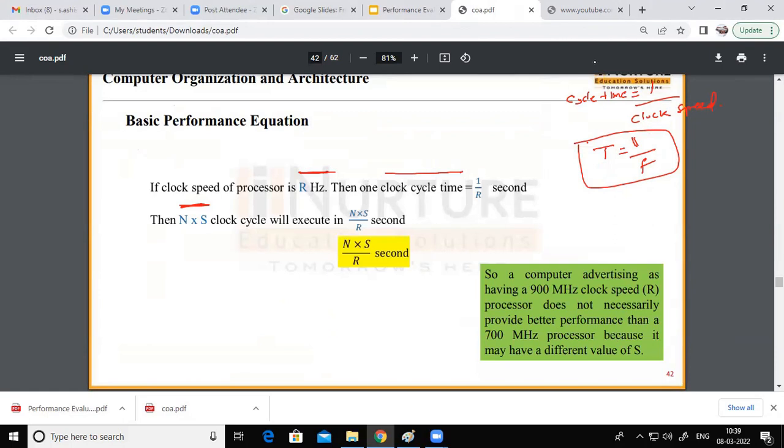So based on this, if you look into this part, a computer advertised as having a 900 megahertz clock speed processor does not necessarily provide better performance than a 700 megahertz processor, because it may have a different value of S. That means the number of steps required to perform these N instructions can vary.